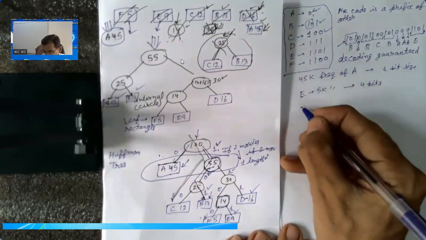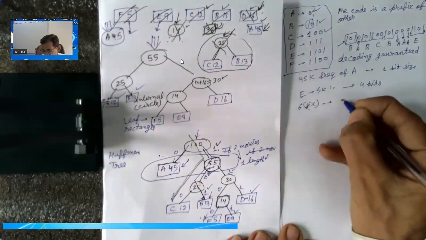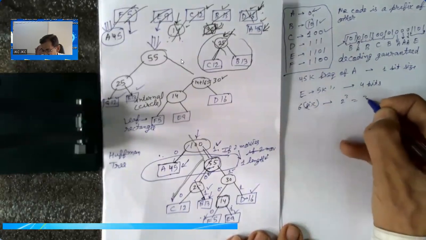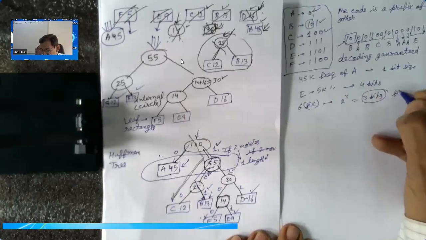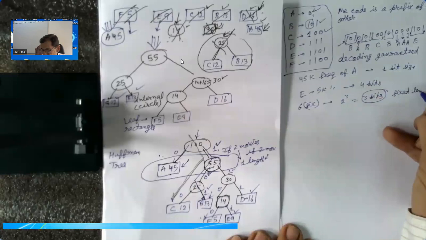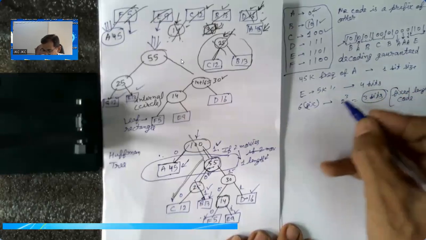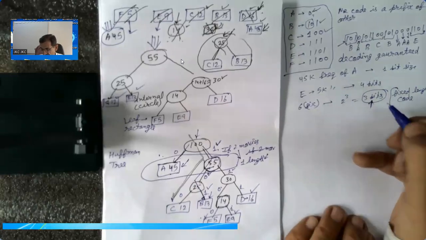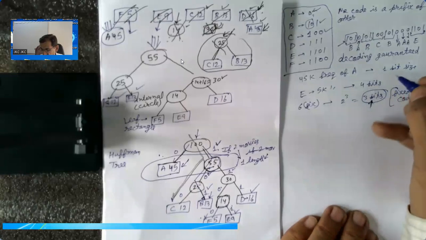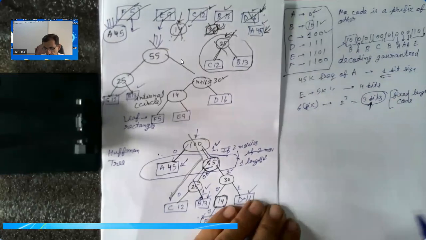And I had a total of 6 movies. That will mean effectively 2 raised to 3. That means 3 bits could have been sufficient if I had a fixed length code. So in case of a fixed length for A also, I could have transmitted 3 bits for each of the 45K times, but now I will transmit 1 bit for each of these. That is the whole purpose.